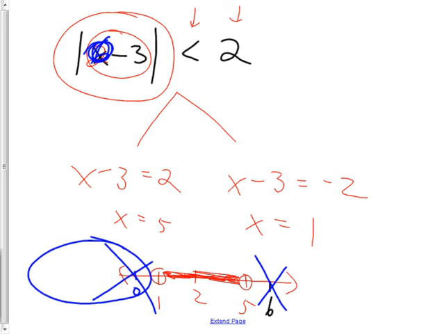You can't just assume that, though. Sometimes that's the way it goes. Sometimes it's different. You can't just assume it's going to be between the two numbers you found.